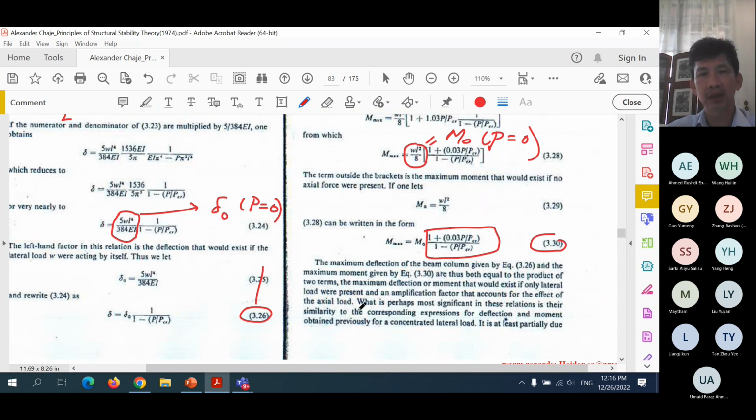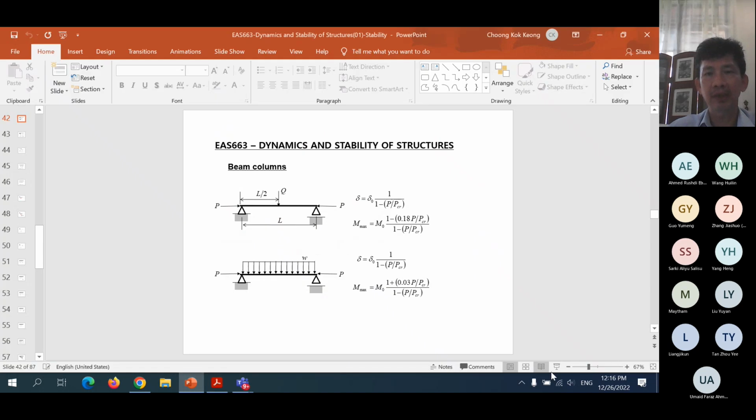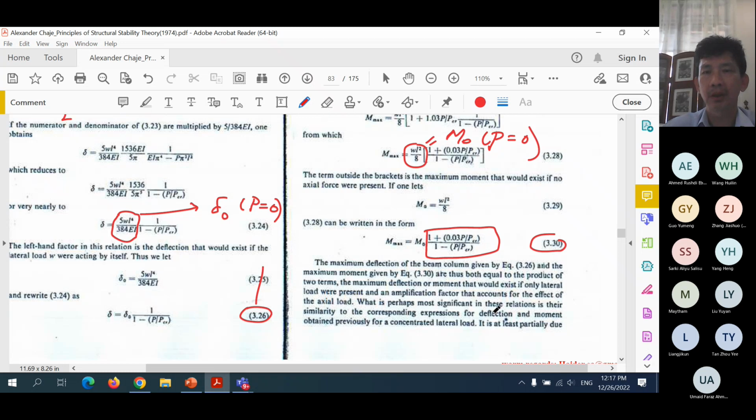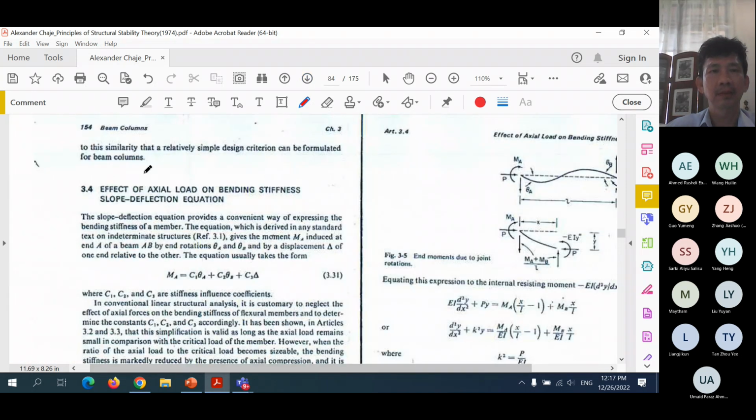The most significant thing in this relation is their similarity to the corresponding expression for deflection and moment obtained previously for concentrated lateral load. Because they are very similar, in the design of the beam column we can make use of this similarity in the amplification factor to come up with procedures that consider the effect of axial load P. It is at least partially because of the similarity of the expressions that we have seen so far for the two cases that a relatively simple design criterion can be formulated for beam columns.